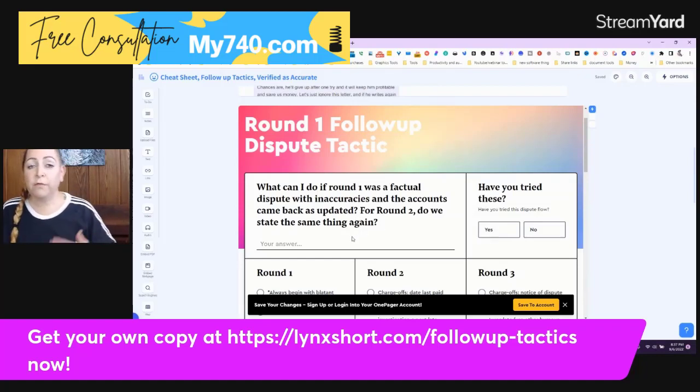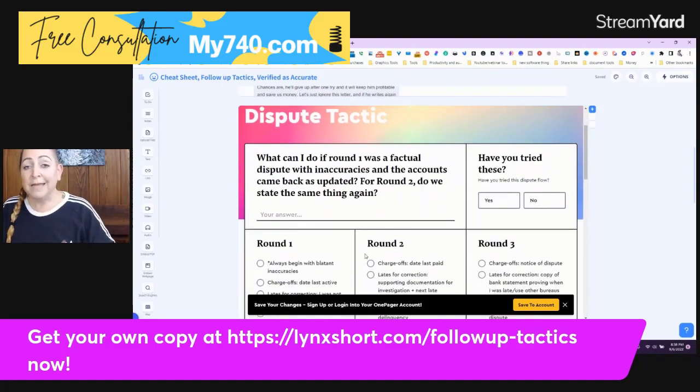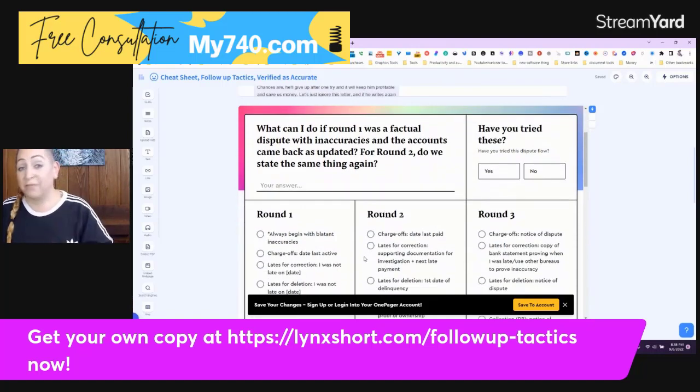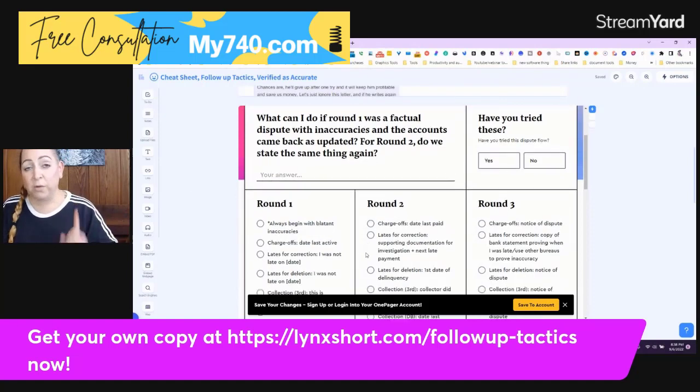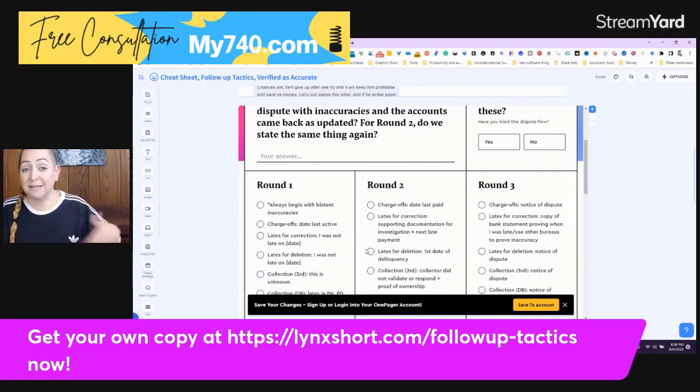Okay, so what can I do if round one was factual with inaccuracies and accounts came back as updated? For round two, do we state the same thing? Now, the answer to this is you are never stating the same thing. And if you do, what's going to happen is the bureaus are basically just going to get rid of you and say, hey, sayonara. I mean, you probably should have used a different reason. So one thing that you need to understand about disputing is that it is basically credit repair suicide to do number one, say not mine, and number two, use the same dispute reason more than once.